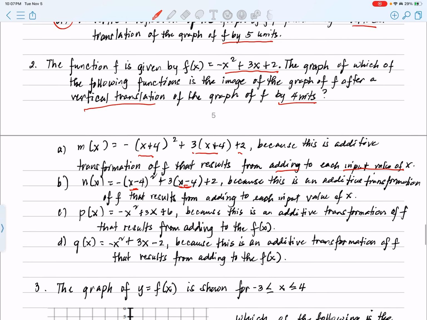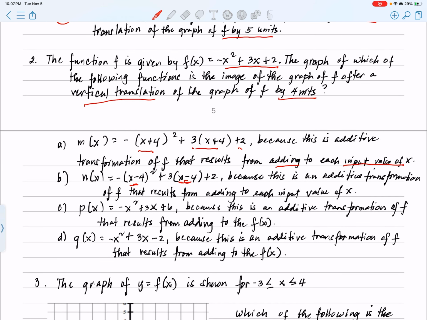But if you have this, negative x squared plus 3x plus 6, because this is the additive transformation that results in adding to the function of x. Okay, this is the right answer here. Minus 2, no. All right, you have that.